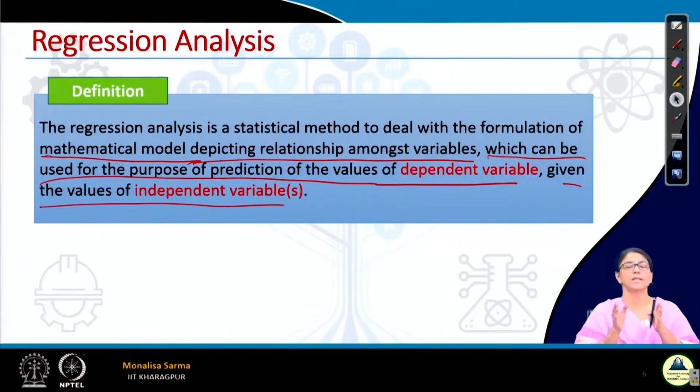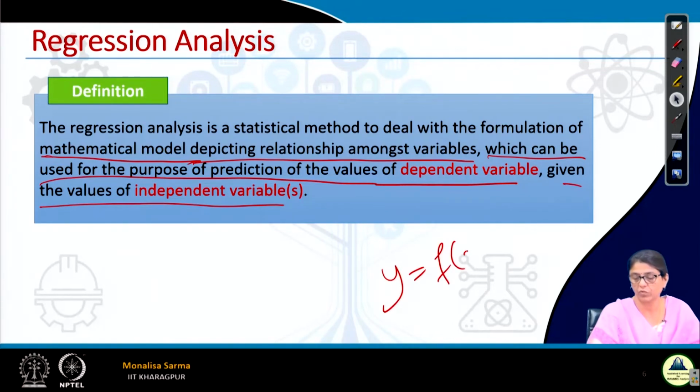The model is nothing but just y is equal to f(x). What do I mean by model? Model is nothing but just y equals f(x). So, my x is the independent variable, y is the response variable, the dependent variable. I just need this function, which tells how y is related to x.